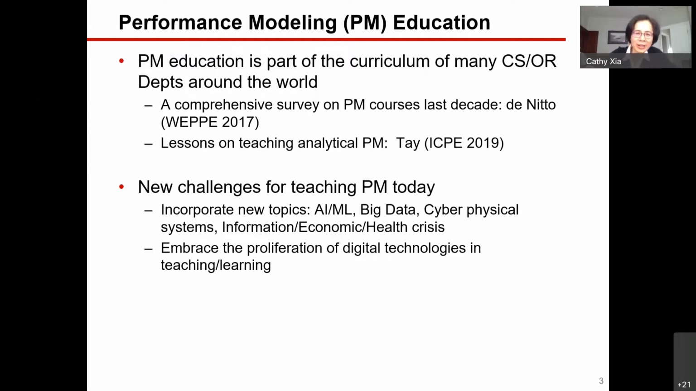And so nowadays, when we think about teaching performance modeling, not only do we need to incorporate new topics, now artificial intelligence and machine learning are booming. We have big data, cyber, and also all kinds of crises: economic, health, and the information pandemic, all this. And unfortunately, the rest of the speakers have covered different aspects.